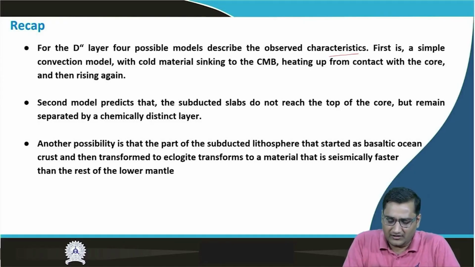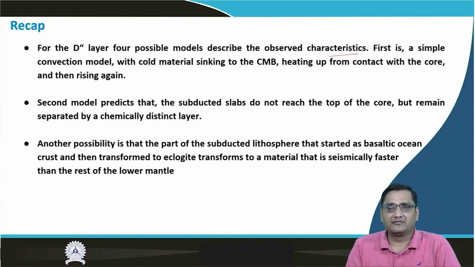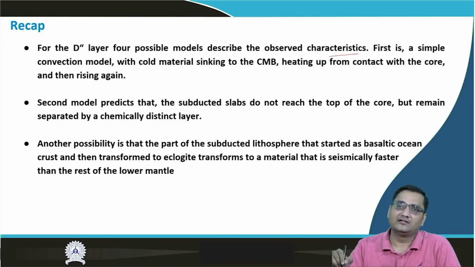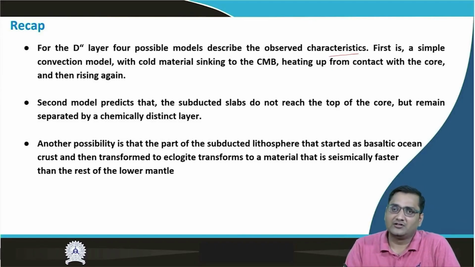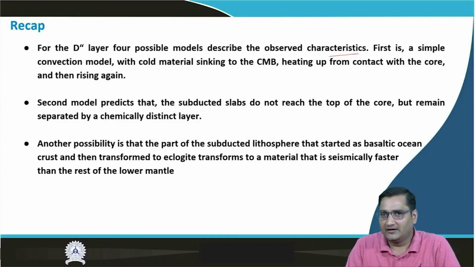The second model predicts that the subducted slabs do not reach the top of the core but remain separated by a chemically distinct layer. Near the subducting slab it has a layered structure, and near the plume it has a vertical sheet-like structure. The horizontal layering represents radial anisotropy, and the vertical sheet is suitable for azimuthal anisotropy.